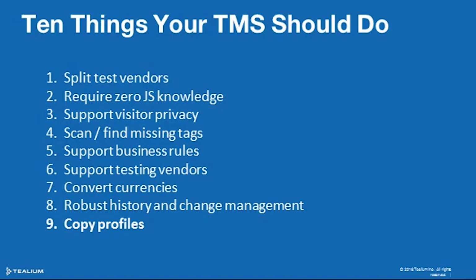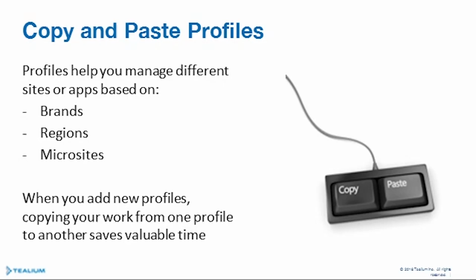The next one is around copying profiles. And you may not know offhand what a profile might be, but a profile in our world is really how I manage different sites or apps based on something that maybe makes them different, maybe different brands in my portfolio or different regions of my site. Maybe I have one version in the US and I have a different one for the UK, or maybe I want to manage microsites. Each one of these profiles gives me the ability to have different rules and workflows, but also different tag implementations and vendors for each one.